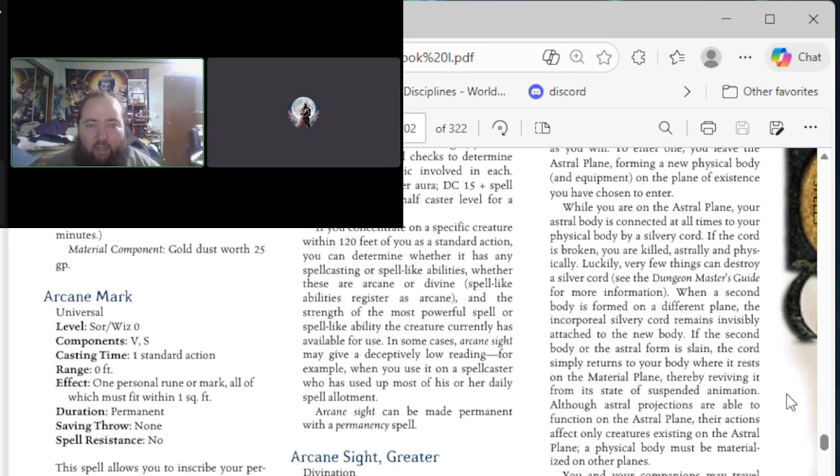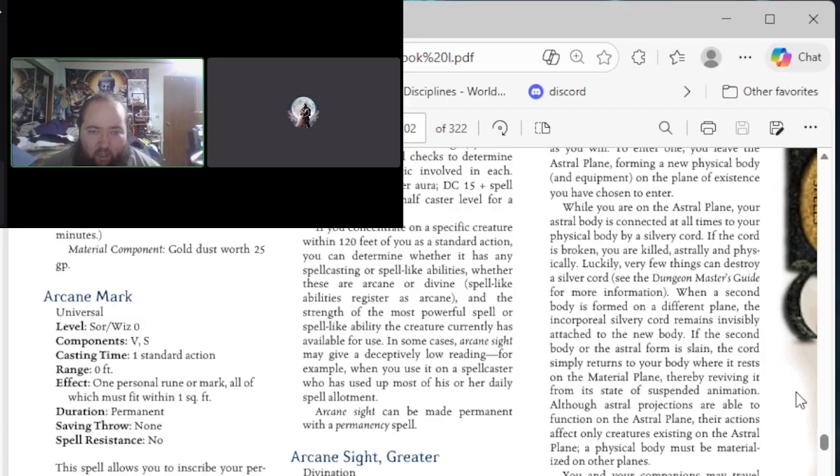While you are on the astral plane, your astral body is connected at all times to your physical body by a silvery cord. If the cord is broken, you are killed, astrally and physically. Luckily, very few things can destroy a silver cord. See the Dungeon Master's Guide for more information. When a second body is formed on a different plane, the incorporeal silvery cord remains invisibly attached to the new body.